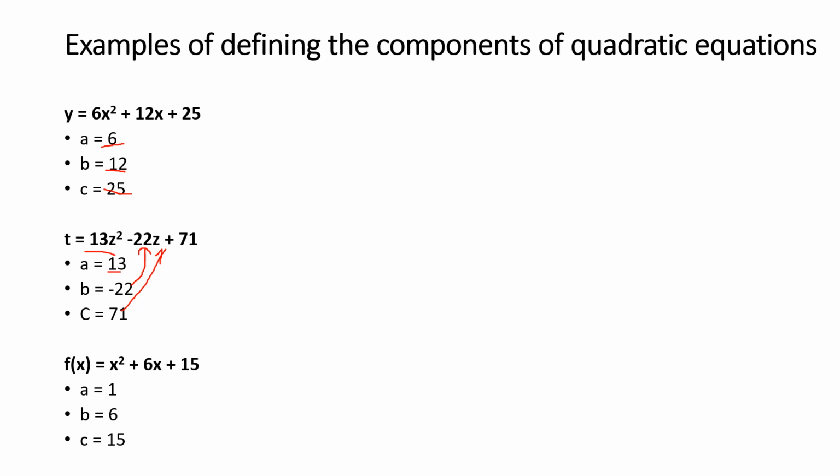And then I got f of x equals x squared plus 6x plus 15. This a right here is just 1. We don't put anything there, so it's 1. But that is, a is 1. B is 6, as shown right here, and C is 15.